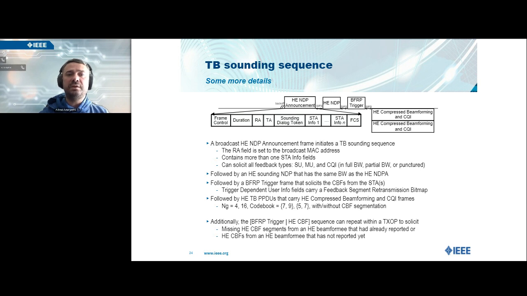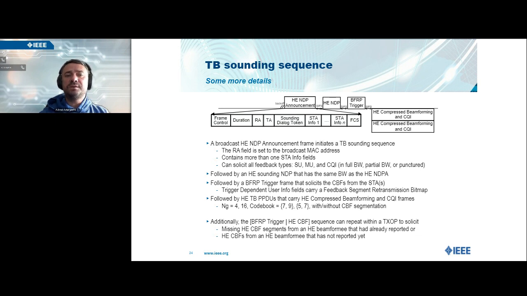one station being sent immediately after the NDP, you have the access point sending a BFRP trigger frame that not only specifies the resource units, the RU allocations, and the duration of this trigger-based PPDU, but also specifies which of the segments are being polled, because in general, the CBF can be pretty long. It can exceed in the order of kilobytes and even megabytes in certain cases, especially for MU MIMO. So the access point can tell the station which of the segments to transmit in each of these sequences.